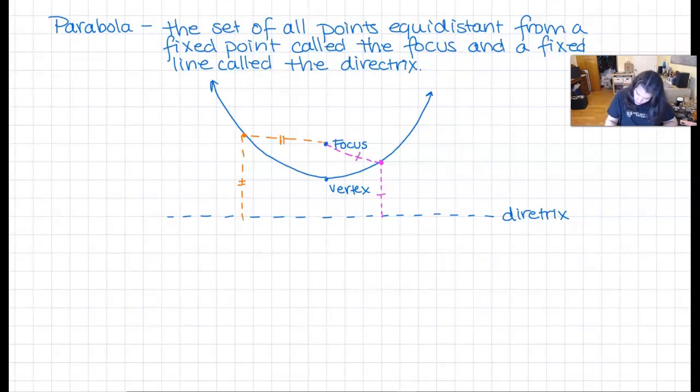And I'll just pick one more. If I pick a point up here, the distance from the focus and the distance to the directrix, if I drew my picture accurately, should be the same length. So that's what we mean by equidistant. Any point on this parabola, when you measure the distance to the focus from that point and the distance to the directrix from that point, should be the same distance. And that makes a parabola.